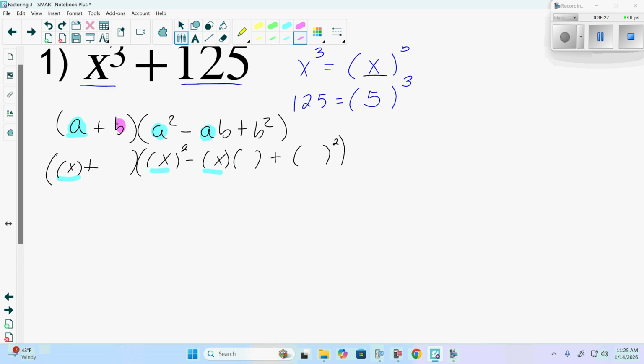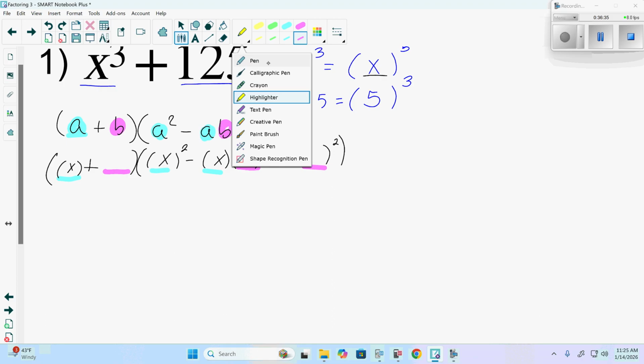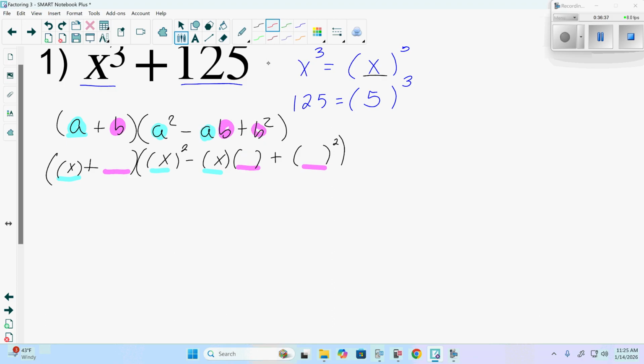Now, we also have b, that's going to show up here, here, and here. Now, our b term in this case is 5. So in each place b shows up, we would replace it with 5. Okay? Now, the last thing we need to do is simplify where needed.